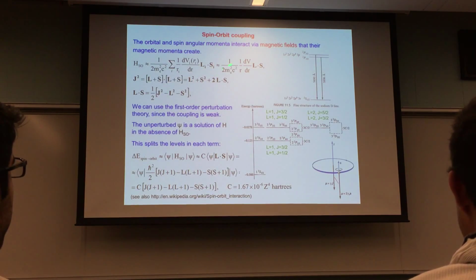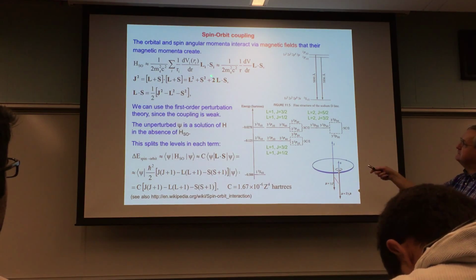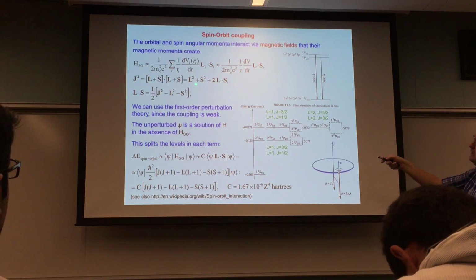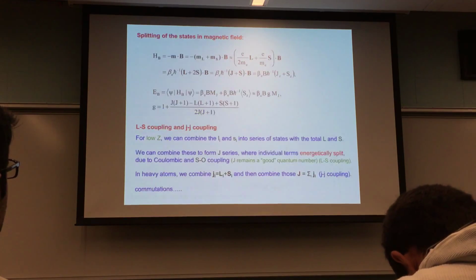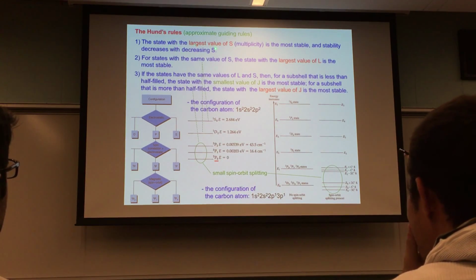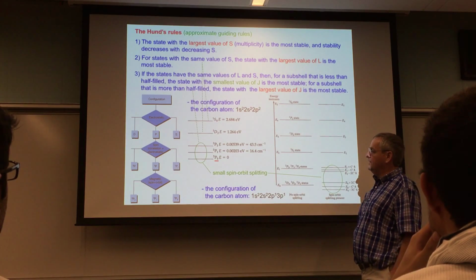All right, so this is spin orbit coupling, which is essentially the interaction between spin and angular momenta. They generate a magnetic field separately, and then they interact and lead to the splitting. And this is the magnetic field interaction. Okay, and then there are some phenomenological rules, called Hund's rules, which tell us how these states are positioned energetically with respect to each other.